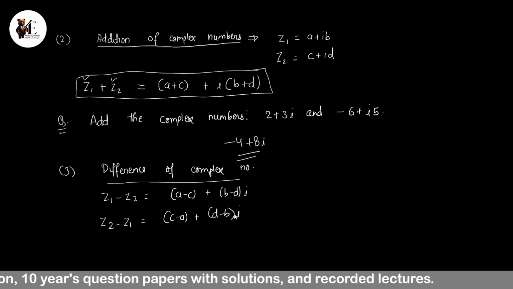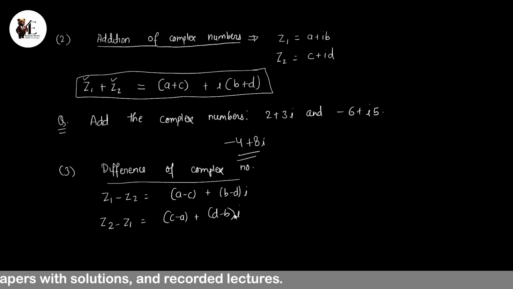Have you written it? Yes. So next is the multiplication. Let's say there are two complex numbers. The first one is Z1 equals 3 plus 5i and Z2 is 2 plus 6i.